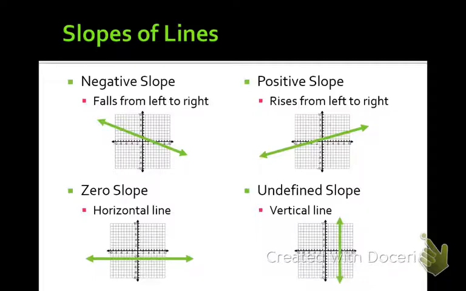A vertical line is undefined. Why do we say it's undefined? What would be your bottom number if you calculated the slope of a vertical line? Brandon? 0, and you can't divide by 0.